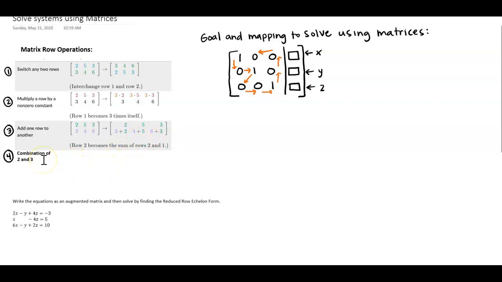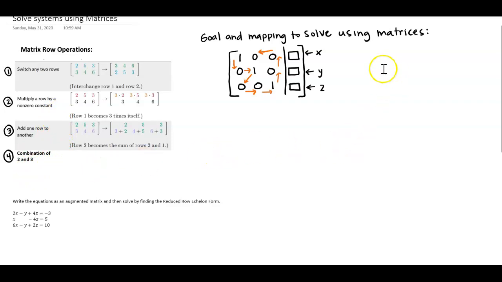And then there's also another thing that you can do, and we actually do this a lot, and it's a combination of 2 and 3, where we'll multiply a row by something, and then add it to another row. So it's kind of all in one step. So I want to make sure that you're aware that you can do that combination of things too.